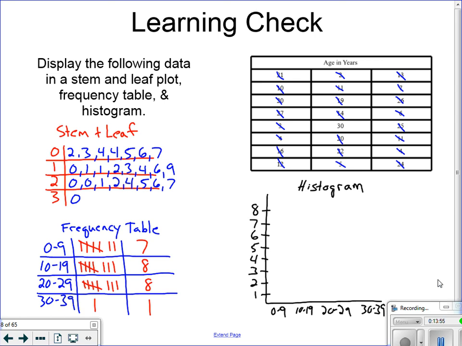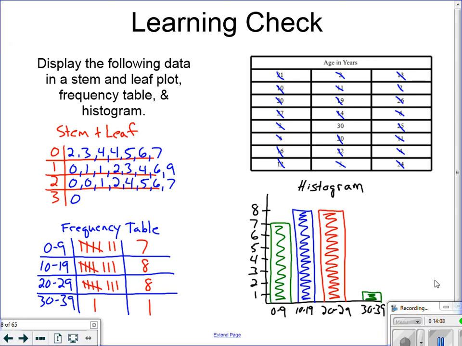Now again, you can use your frequency table to make your histogram. So pause the video here for a moment. Make your histogram. When you have it done, you can resume the video to check. So here's what the histogram should look like. So make sure you have that.